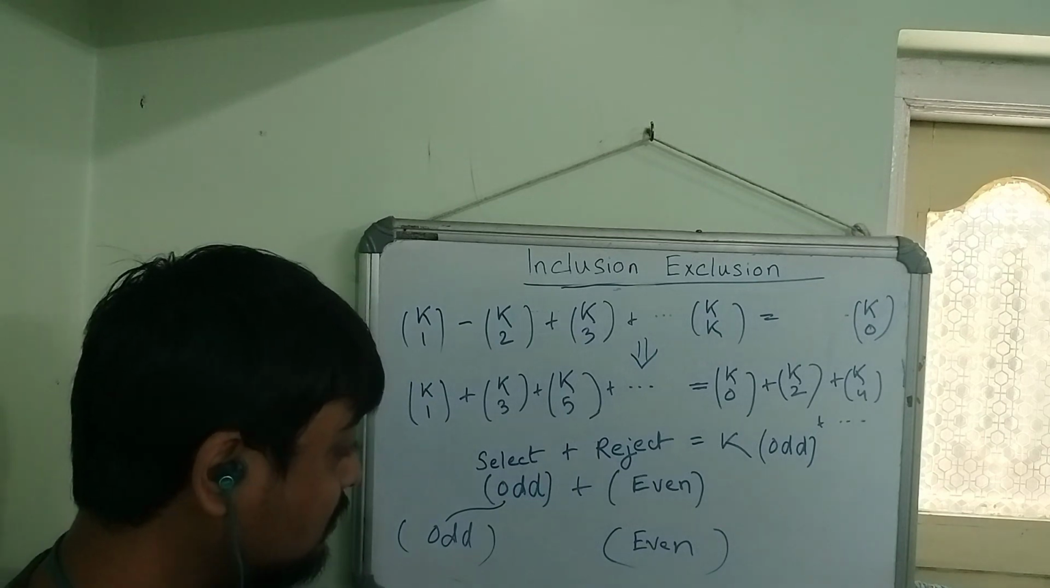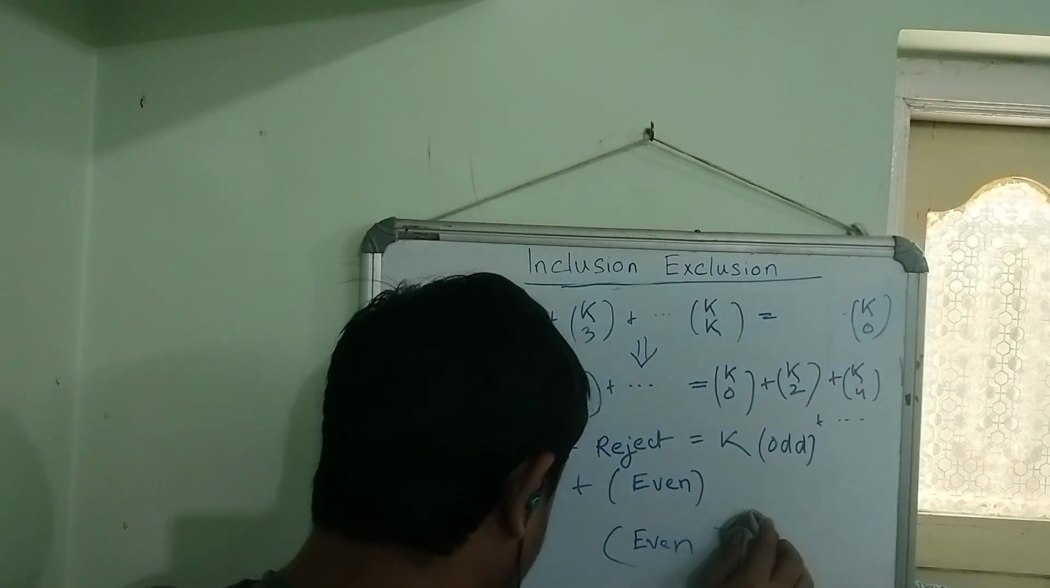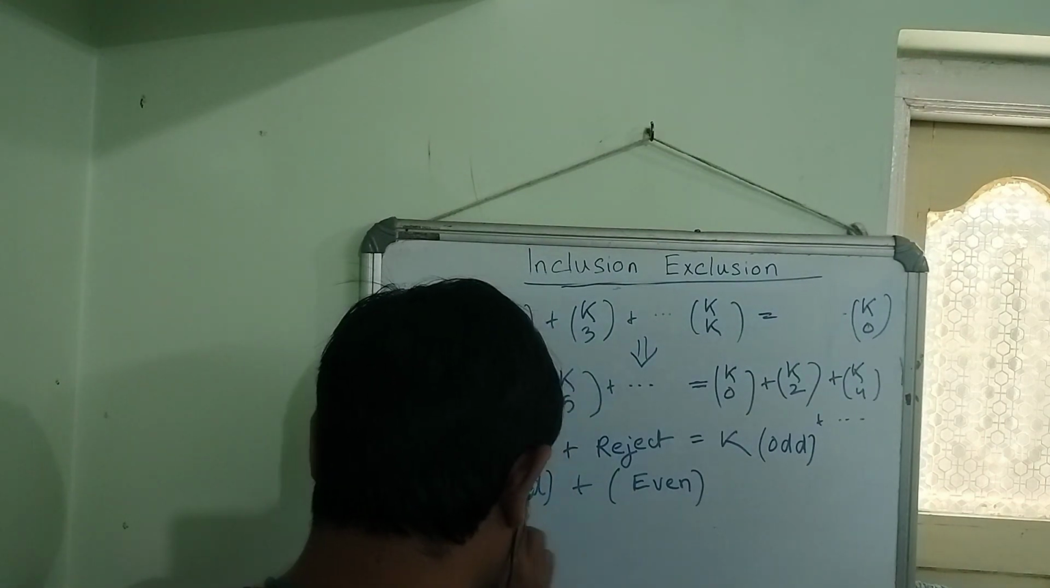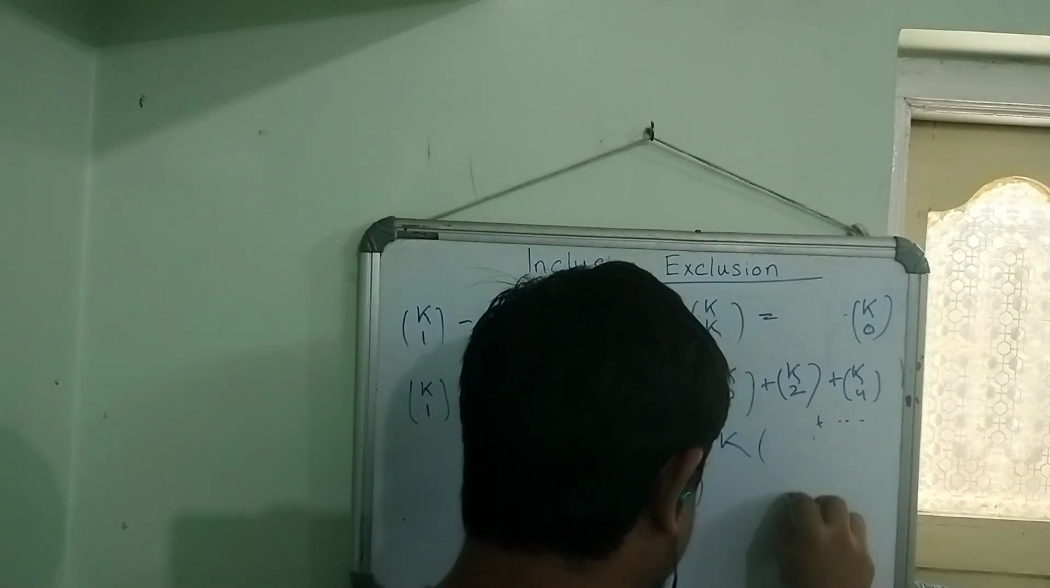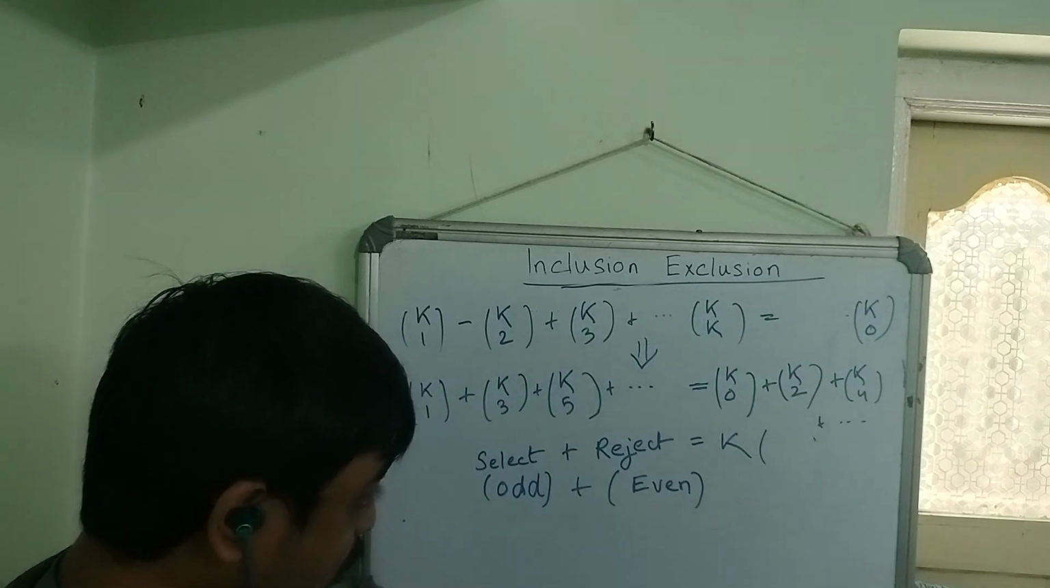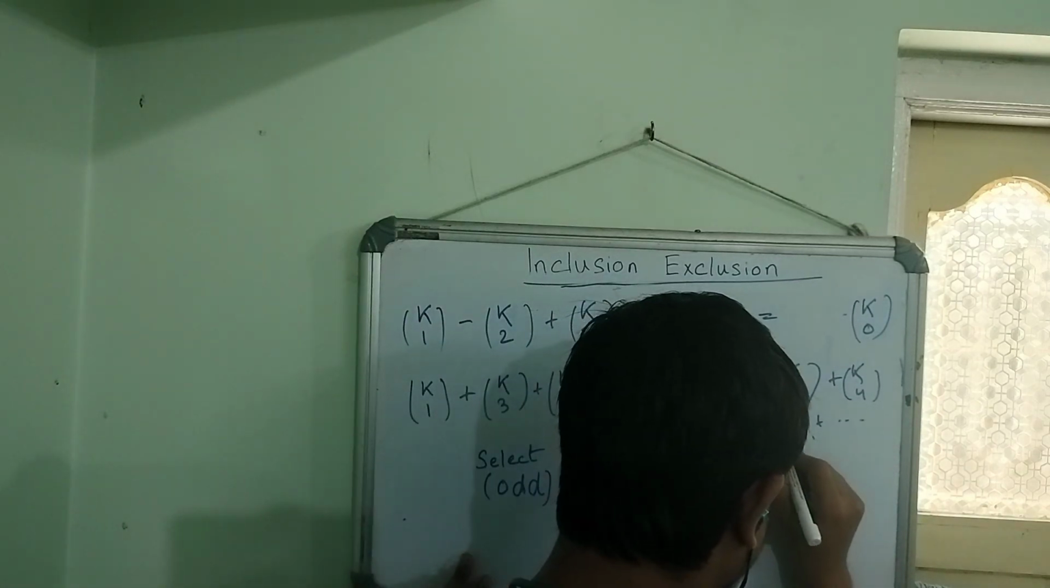Now, what about even? If k is even, now I'm going to deal with the even case. What if k is even?